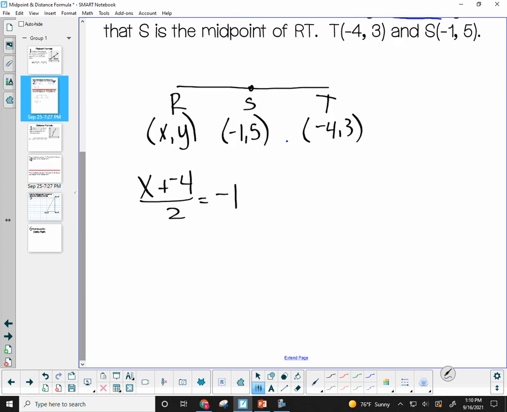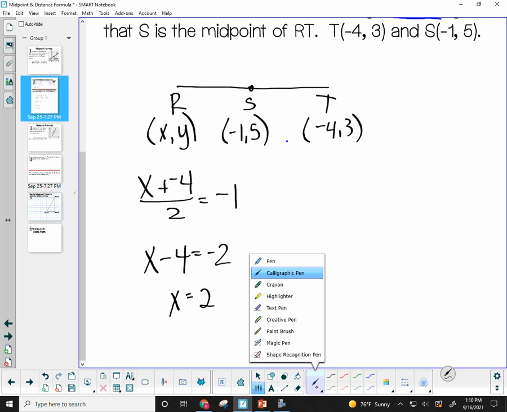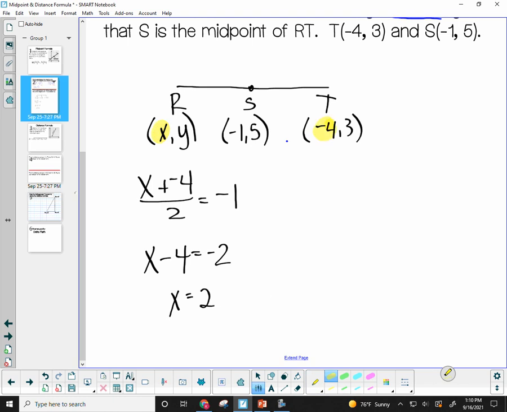Does that make sense? Now we need to solve this equation. We have to clear the fraction first. If I multiply both sides by 2, I have x minus 4 equals -2. Add 4 to both sides, I get 2. So I got all those values from my x's. I added those two together, divided by 2, and I got -1. That's how I could solve for x.